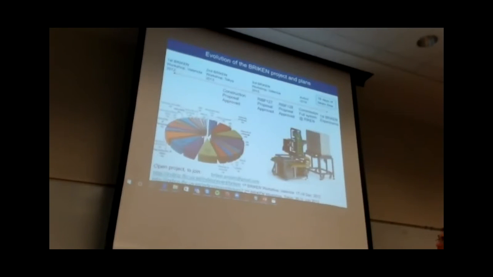Here you have a picture of the project. Since the beginning, 2012, when it started, we have made different workshops, which are advertised here. We expect to run the commissioning now in autumn this year, and we have got 18 days of beam time for experiments at RIKEN during this year and the next year. Here you have a summary of some of the proposals that we have for this. And that was only some advertisement on this project.